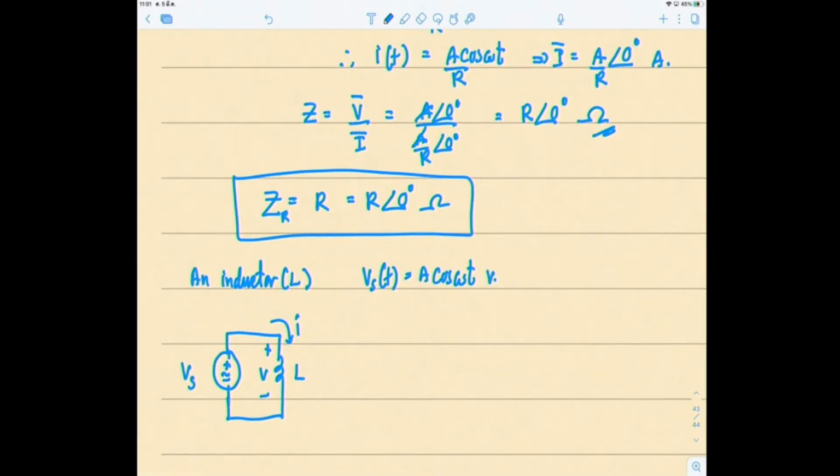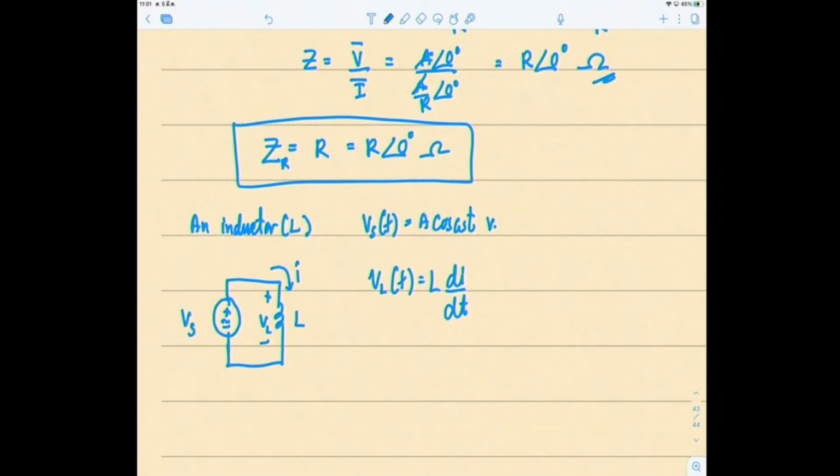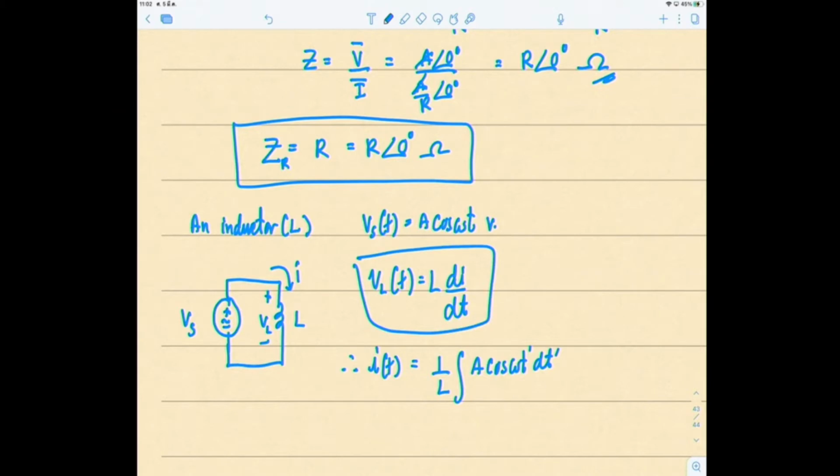The formula for the relationship between the current and the voltage for an inductor is, if I write down VL of t, equal to L di by dt. I hope you remember that. So if I want to find I, I have to write my I of t, the current that goes through L here, would be equal to 1 over L integral of A cos omega t dt. You want to find I from its relationship here, so you have to integrate V. And V is A cos omega t, which is equal to VL of t in this case. And the answer is A over omega L sine omega t amps.